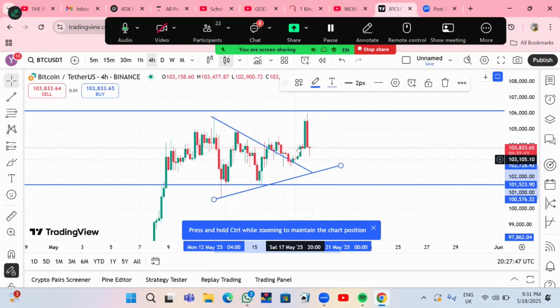So now it went up. What is it doing again? It's coming back to retest. It's still retesting this triangle. So price might come down to this level.